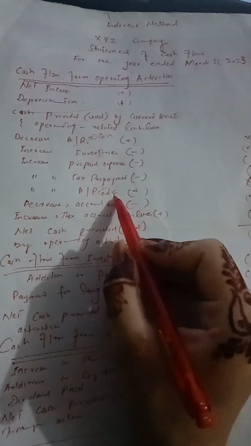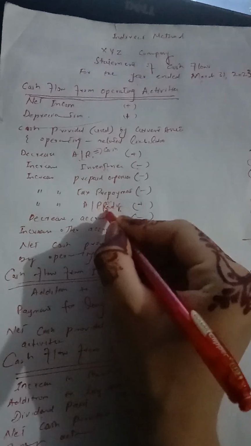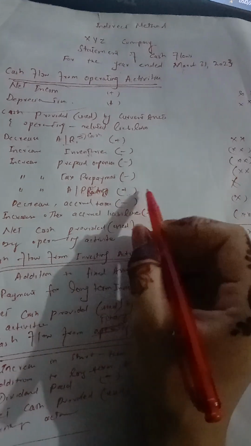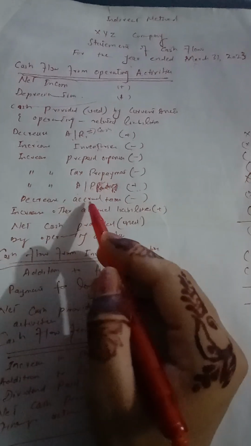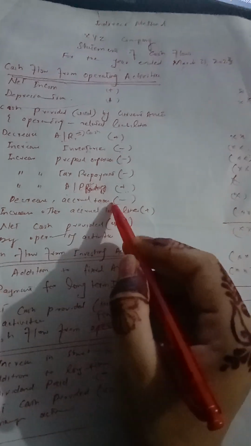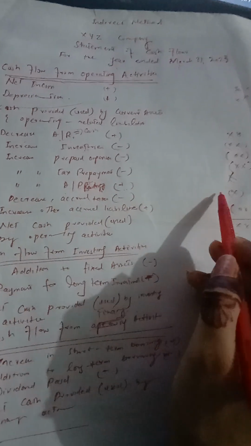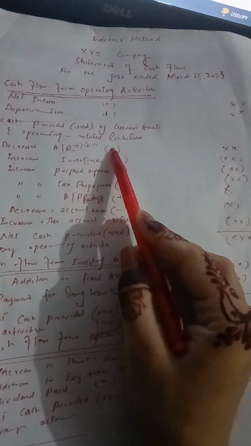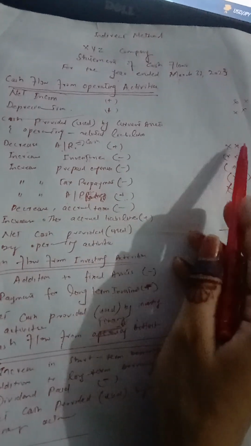When you do your borrowings, it means you borrow. When you borrow, you receive cash, so it will be added in your cash flow statement. Whenever you pay your tax, it will be less, and all the less amounts you have to write down in brackets, but the additions you do not write in brackets.